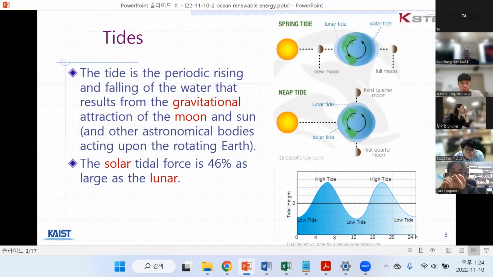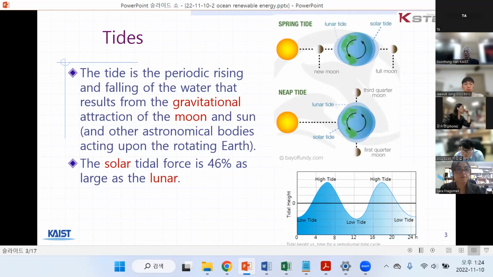because the sun is far away. So you see here the spring tide in the picture and the nip tide. Spring tide is higher. At the bottom you see there is a high tide and low tide, and there is a difference. So tide is periodic. How many times? Twice a day, right?